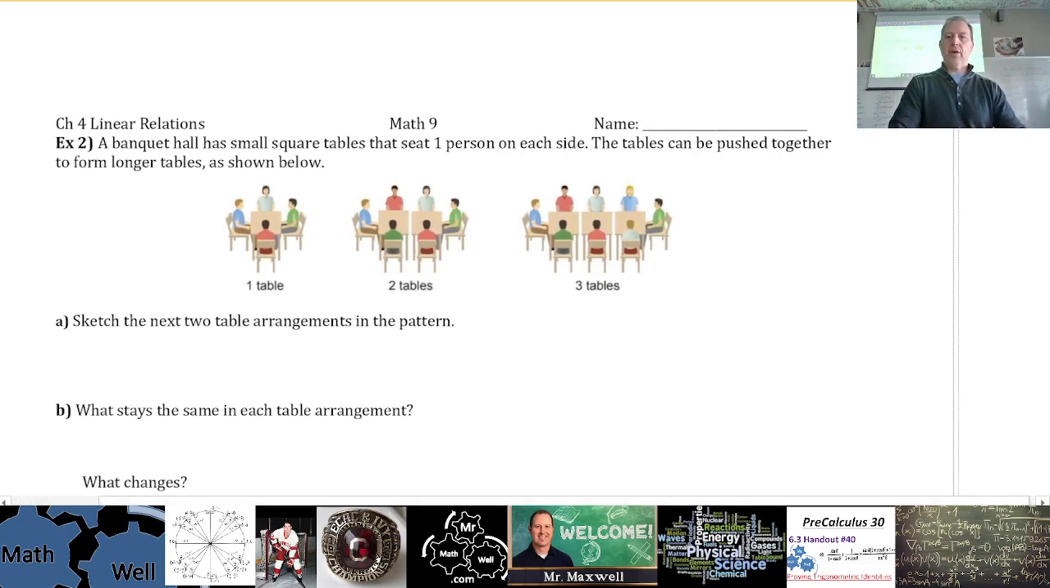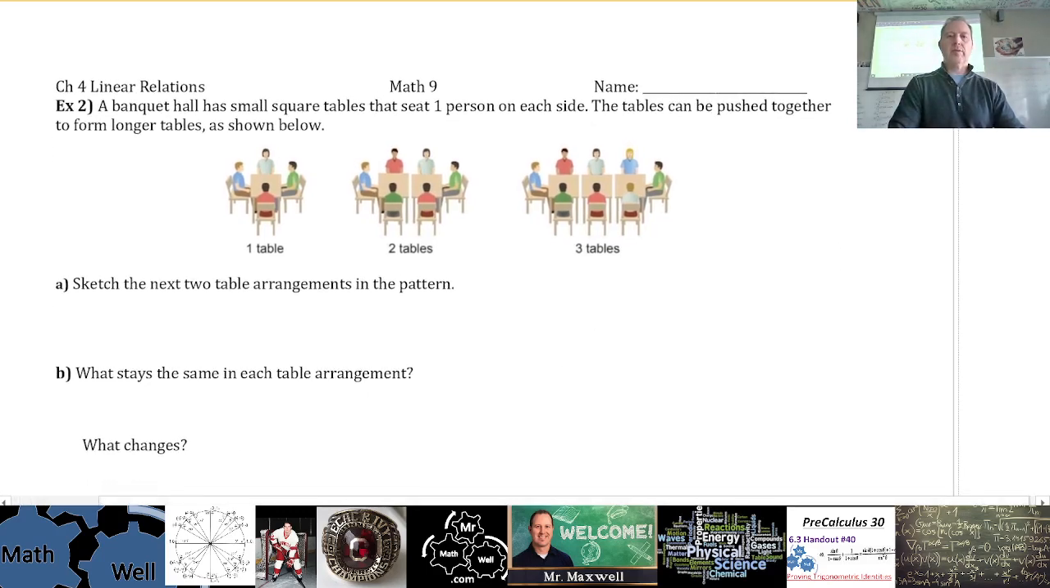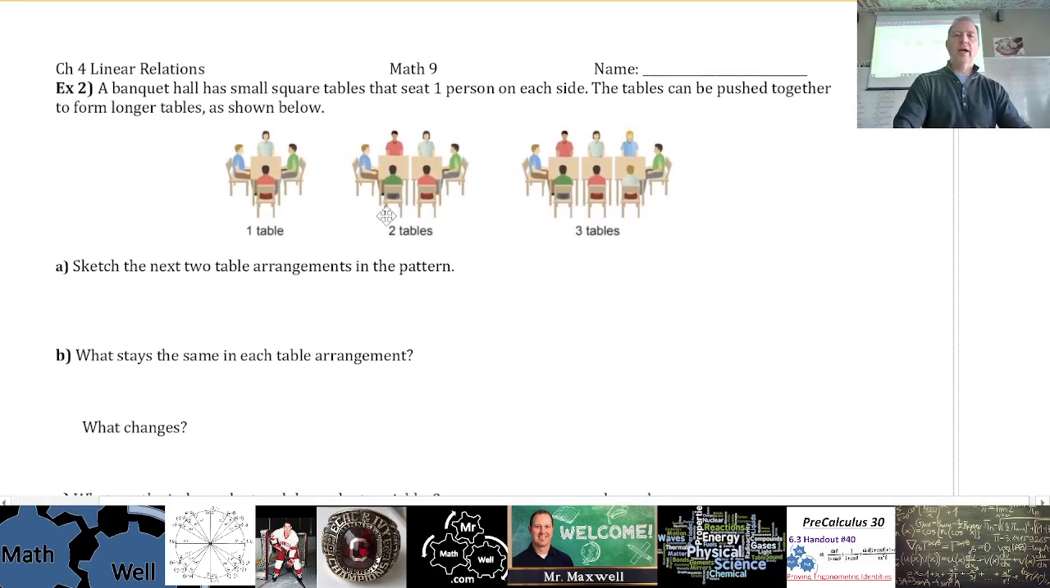Okay, so a banquet hall has small square tables that seat one person on each side. The tables can be pushed together to form longer tables as shown below. And you guys have probably experienced this, right? Your family walks into a restaurant, all there is like this one table that can sit 4 people. Well, your family happens to be 6 people. That's my family. So I walk in there, and what do we do? Well, it looks like all we need to do is push one more little table beside the other one, and then 6 of us can go around that.